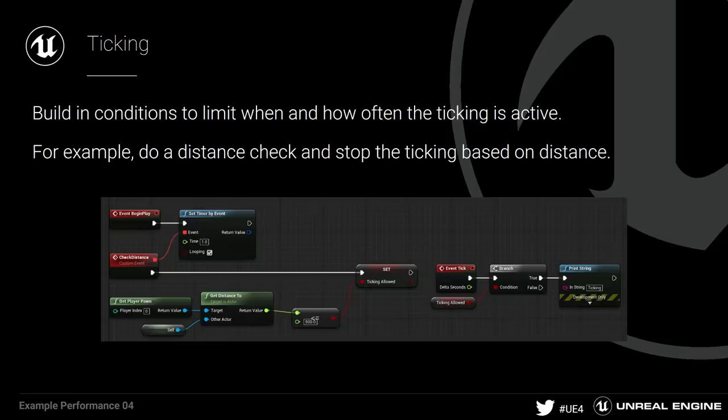You can have built-in conditions that limit when ticking is active. For example, you could do Get Player Pawn, Get Distance To, so you only do ticking if the player is closer than X number of units to the actor. It's an easy little setup. You could simply do that, and it might be a benefit.